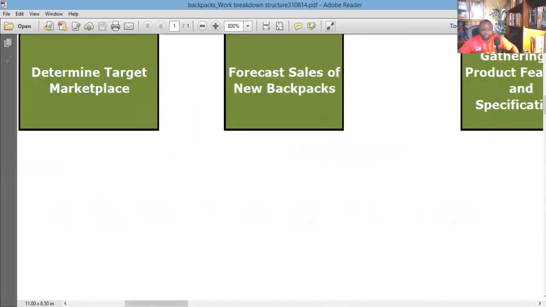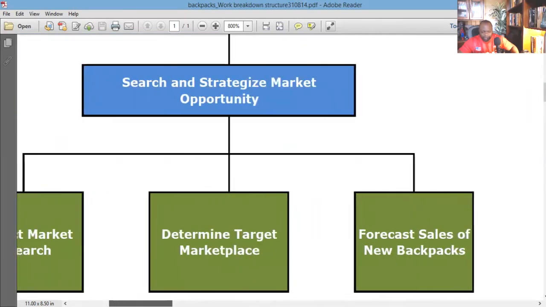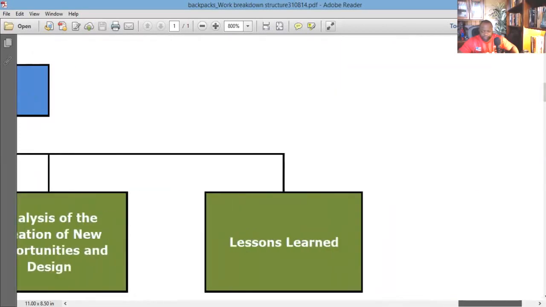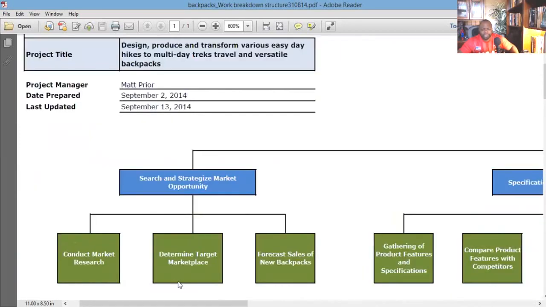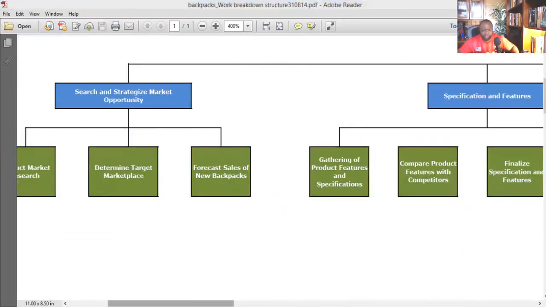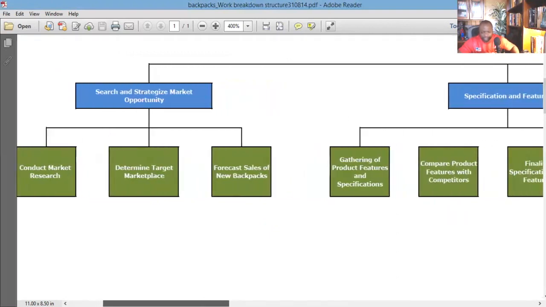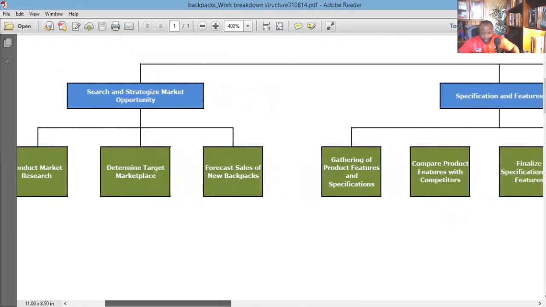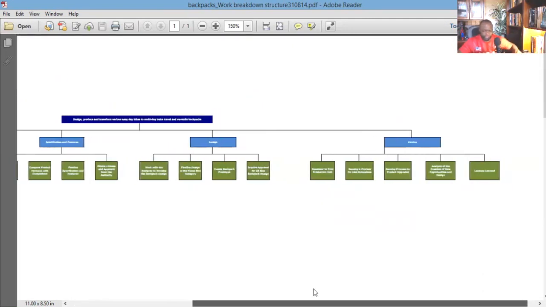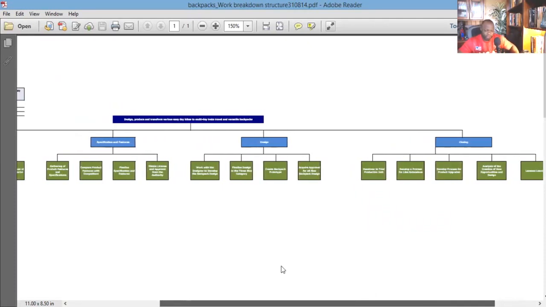Under the highest level of backpack project, we have strategize, market opportunity, specification and features, design, closing. Those would be the level 2 items. Then at level 3, we have smaller buckets like conduct market research, determine target marketplace, forecast sale of new backpacks, and so on. You just keep decomposing until you get to a sufficient level where you know management will be satisfied and where you know you can manage the project.